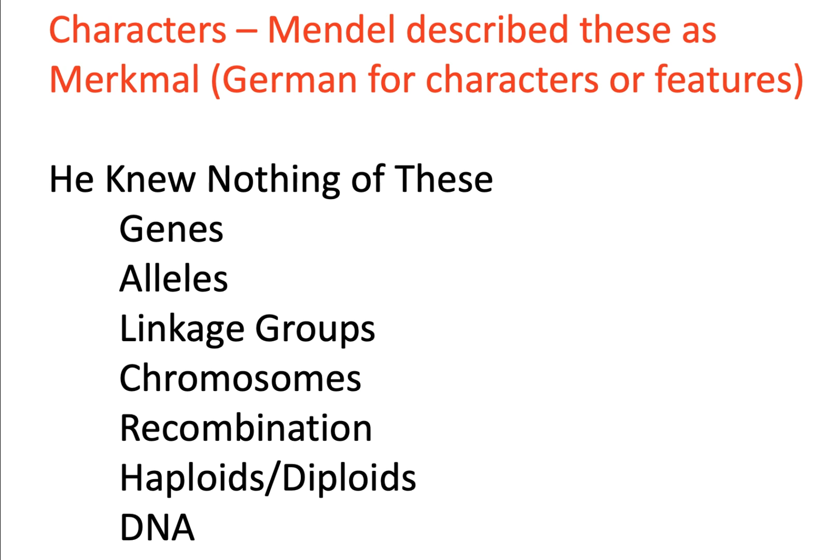Mendel described these morphological characters as Merkmal, which is the German for characters or features. And so that's all he knew, that these were characters that he could distinguish among the plants. So he knew nothing of genes. He didn't know what alleles were, linkage groups, chromosomes, recombinations, haploids, diploids, or DNA. These all were much, much later discovered and described.